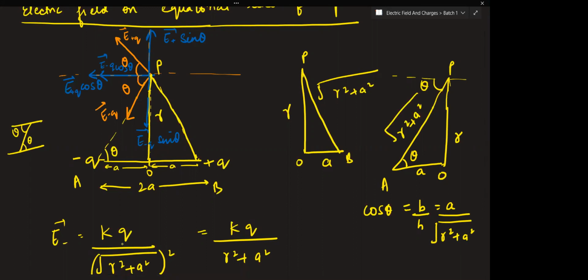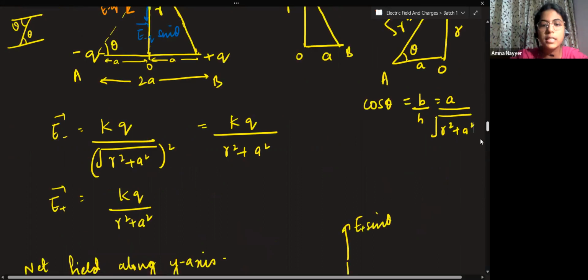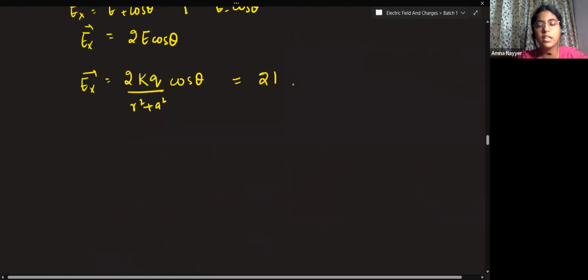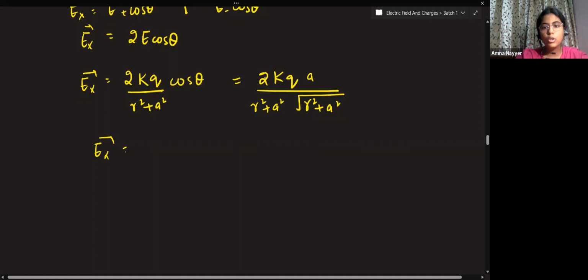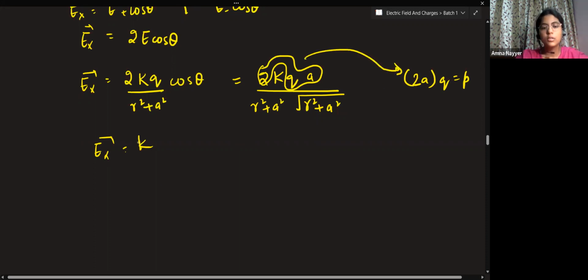Yes, ma'am. Alright. Now we have to substitute cos theta's value what we have calculated. So this is 2kq. Cos theta is A divided by under root r square plus A square, and this was r square plus A whole square. Now see, 2aq, this again becomes your dipole. So here we have this part. This is 2aq, this is forming your dipole only. So this becomes kp divided by, if you add them, r square plus A square to the power 3 by 2.